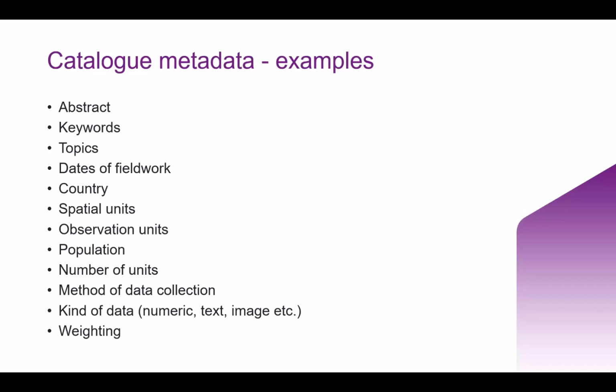Some of the metadata that we capture on the UKDS catalog pages includes these fields. So we have an abstract, we have a set of keywords and topics, which in our catalog are based on a standardized schema. So you can search and select from a list of keywords and topics, dates of field work, the country that the research was conducted in. There's information about the sample, including observation or analytic units, who the population is, the number that's actually in the sample. And there's also information collected about the method and the kind of data and weighting where that's applicable.